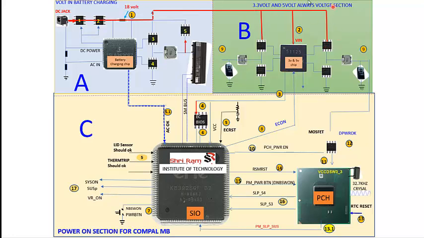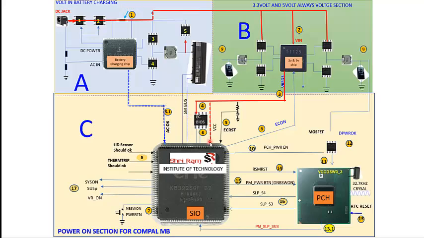This section basically generates 4 voltages, 2 linear voltages and 2 pulse width modulator outputs. The linear voltage is sent out immediately after it receives the input voltage. This 18 volt goes to its VIN pin, and as soon as it receives this 18 volt, it generates a 3 volt, and this 3 volt goes to the SIO at its VCC pin, and to the BIOS at pin number 8.